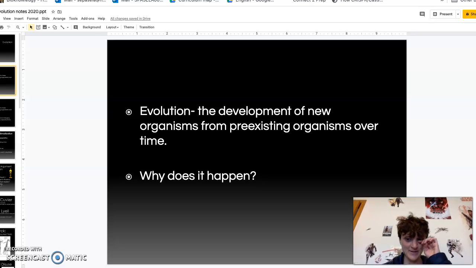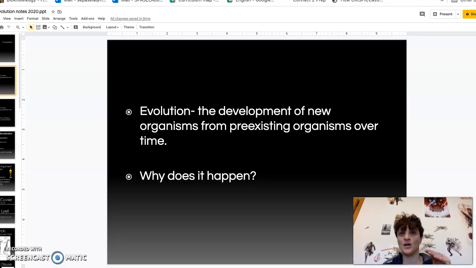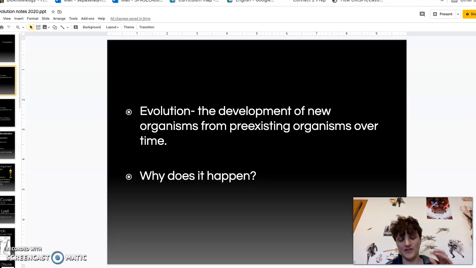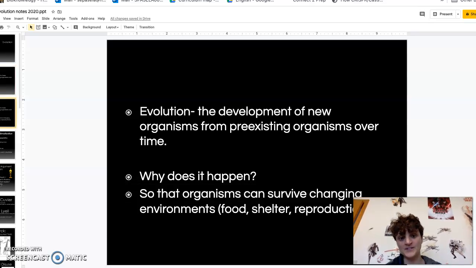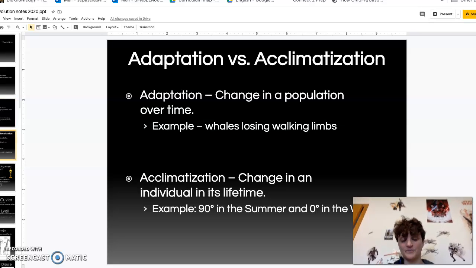It happens because our Earth changes. If our Earth stayed exactly the same, nothing would ever evolve. If every organism stayed exactly the same, there would be no evolution. Evolution happens because things need to change, organisms need to change and adapt to new environments. And there's a plethora of reasons: food, shelter, lots of things that affect evolution.